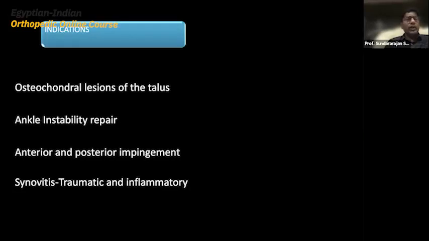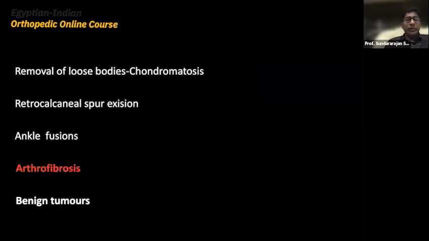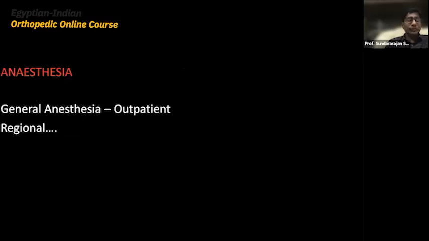Where can you do an ankle arthroscopy? These are the most common indications, and I'm just going through them in order. The most common condition in which I do ankle arthroscopy is osteochondral lesions, then ankle instability repair, anterior and posterior impingement, synovitis, traumatic or inflammatory, sometimes in synovial chondromatosis to remove the loose bodies, os calcaneal spur excision, ankle fusions, or in case of arthrofibrosis, in the post-traumatic conditions, or very rarely you can do it even in benign tumors.